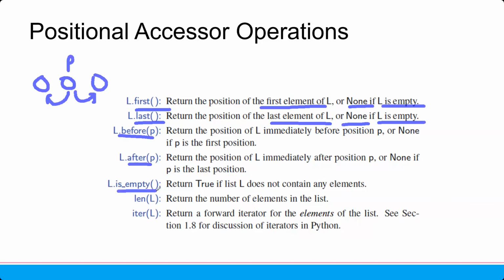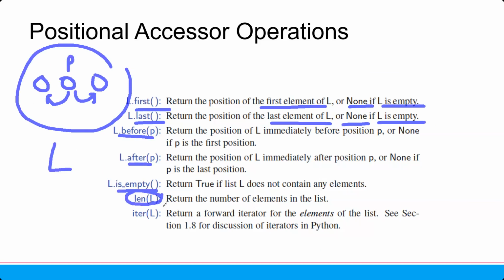And then is empty. It means I want to know, if I have L, whether L is empty or not, and I want to check what is the length of the L. And we can do the iterator. You still remember iterator?